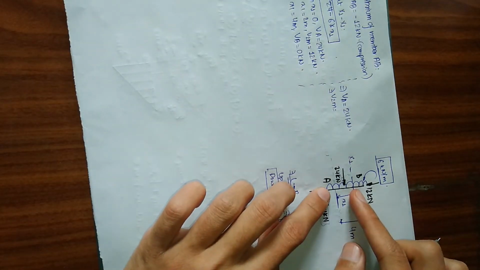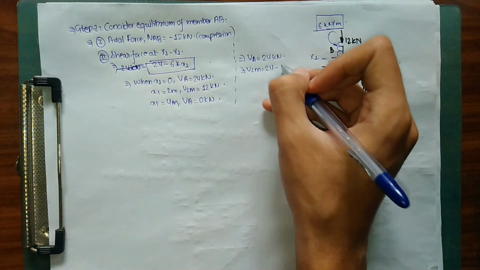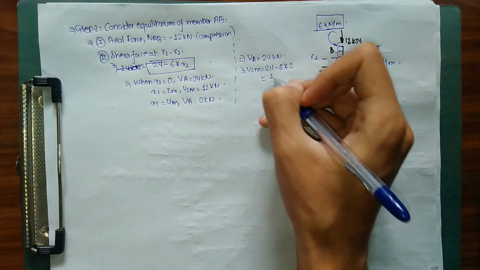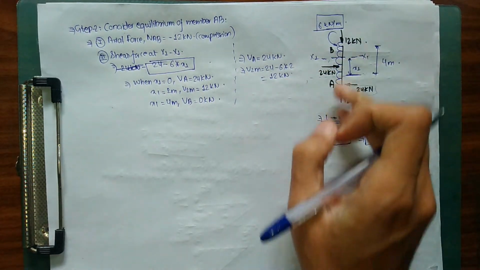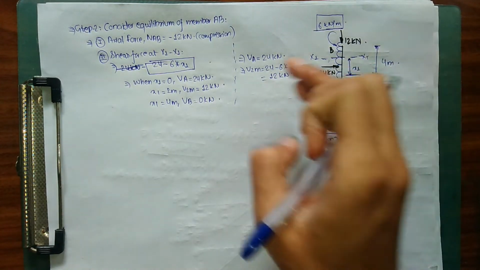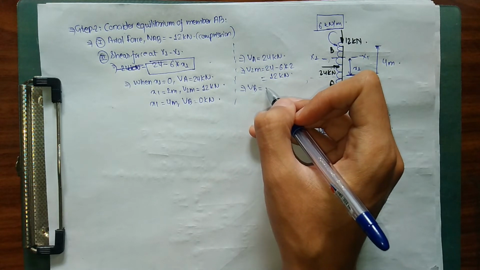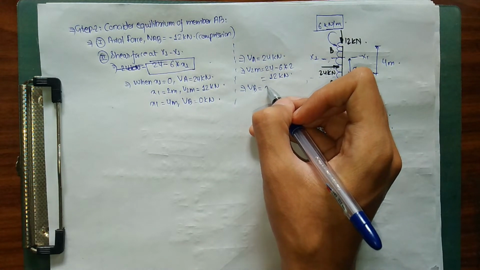At 2 meter, as you reach the point of 2 meter, you have your UDL acting vertically downward, which means 24 minus 6 into 2, which is 12 kilonewton only. We have 6 kilonewton per meter, but right now we are taking a span of 2 meters, so 6 into 2. The UDL is downward, so negative.